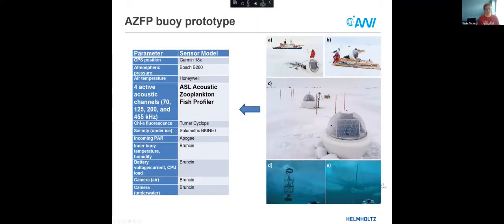So here's a picture of how it looked in real life when Mario Hoppmann and others deployed the device during leg 5 of Mosaic.